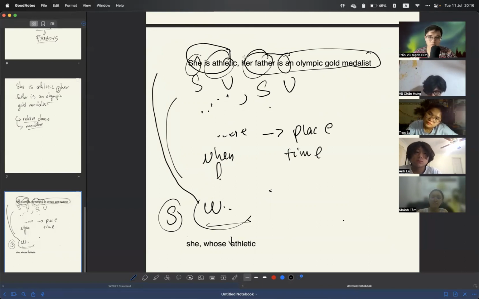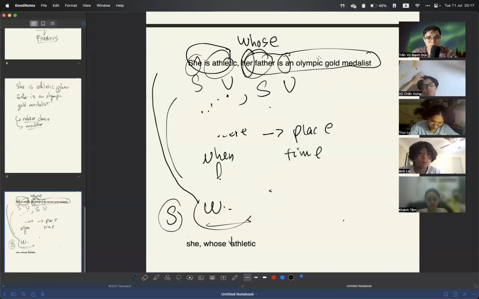So I'm going to use whose in place of this subject, whose father. But I can't say she is athletic, whose father is an Olympic gold medalist, because a comma serves the purpose of defining. This is one of the purposes of a comma: define the word right in front of it. Does athletic have a father? No, right? So the thing that is defined by whose father is she. That's why you put it there. She, whose father.